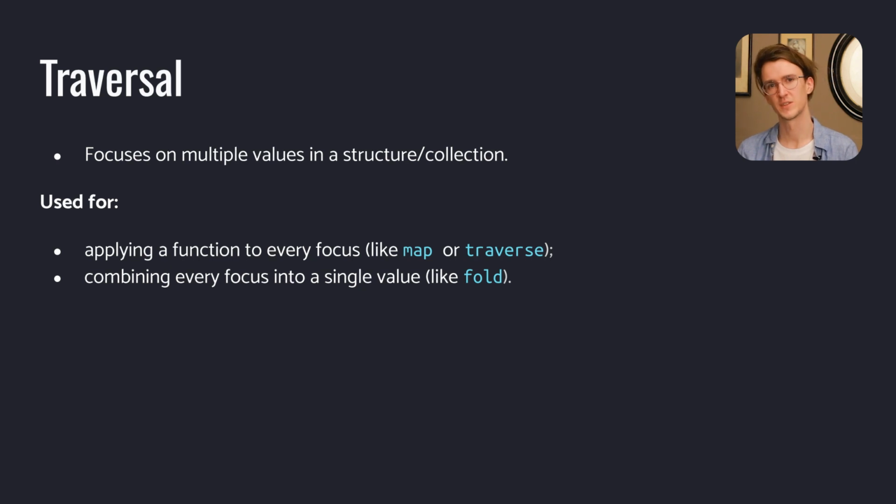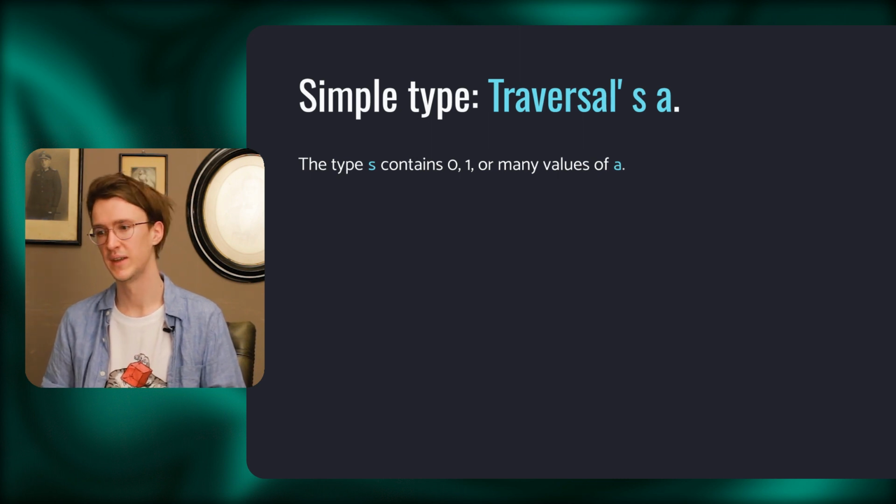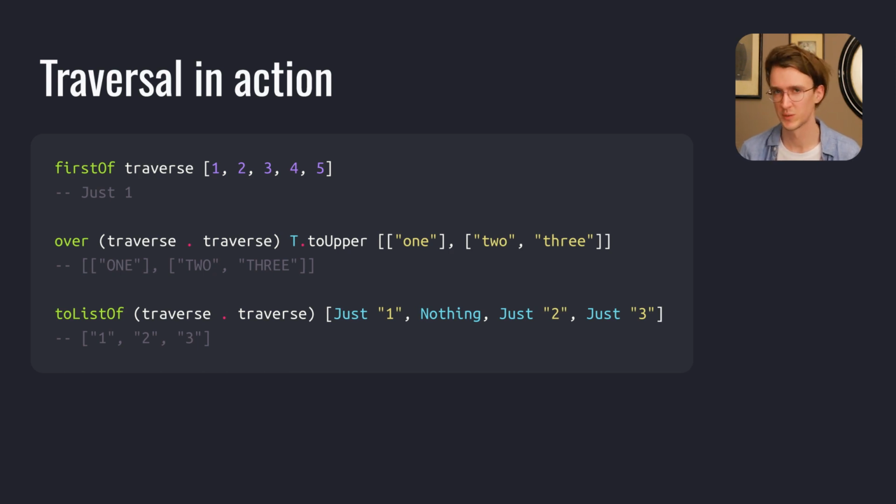Traversal. It focuses on 0, 1, or multiple values in a structure or a collection. It's used for applying a function to every focus, like map or traverse functions, and it's used for combining every focus into one value, like fold, for example. Simply, type Traversal S A means that type S contains 0, 1, or multiple values of A. In some sense, traversal optics is a generalization of traverse from Data.Traversable, because it can be used to perform effectful and pure updates. Moreover, the lens library provides a traversal for any type that implements Traversable. And if it feels like there are too many traverse words in the previous paragraph, don't worry, I think the example should make it more clear.